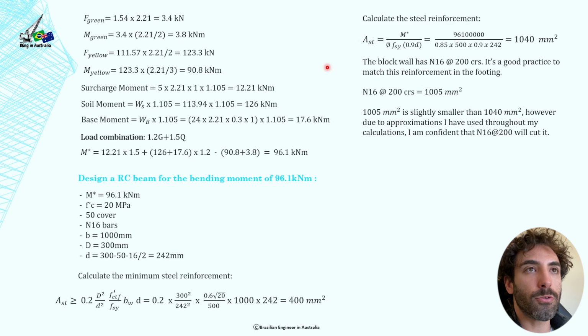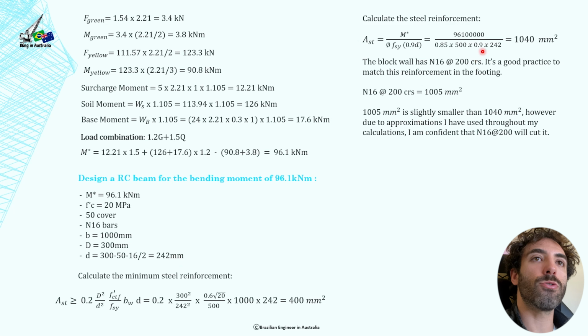So AST, which is the area of steel, is the moment M star divided by a factor times FSY times 0.9 times little d. This moment here, just change that into newton millimeters. The phi factor 0.85, FSY 500, 0.9 times the effective depth, which is 242. That gives us an area of steel of 1040 millimeters squared.